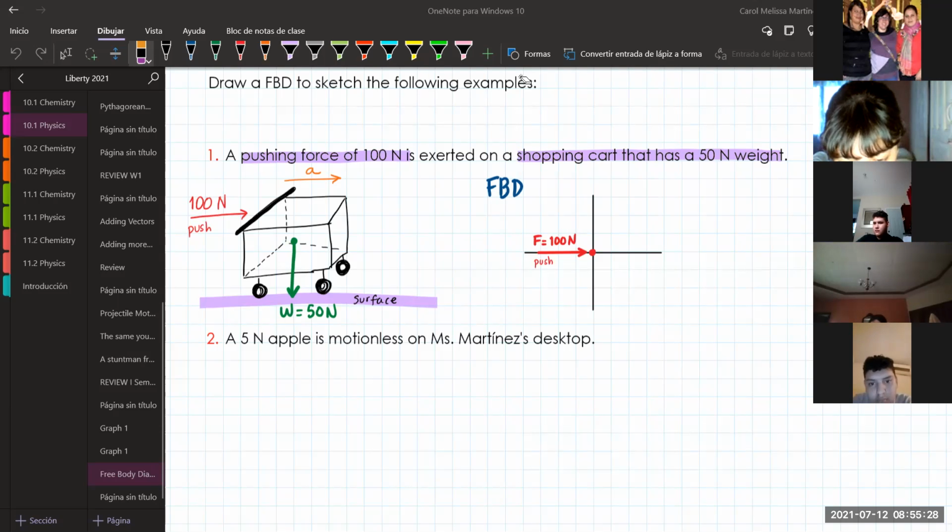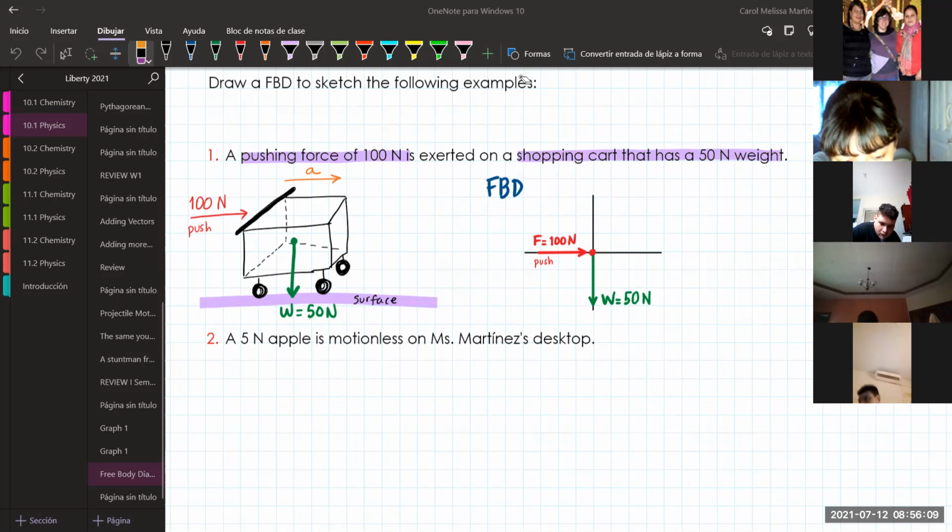Now, my object has a weight, and this weight is always mandatorily going down. Okay? So the weight, you will represent the weight like that, and you will include the data about it. It is 50 Newton weight. Okay? Now, as we were saying before, it is a cart.